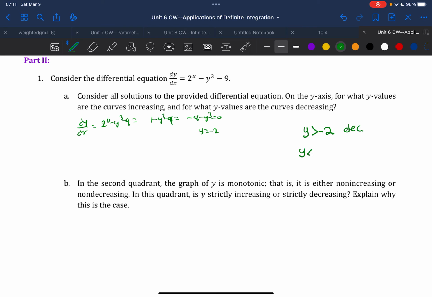And I'll just confirm, I'll pick a number less than negative 2. I'll look at negative 3. So you get negative 8 minus negative 3 cubed. So it becomes negative 8 plus 3 cubed. Negative 8 plus 27 is 19, which is certainly positive.